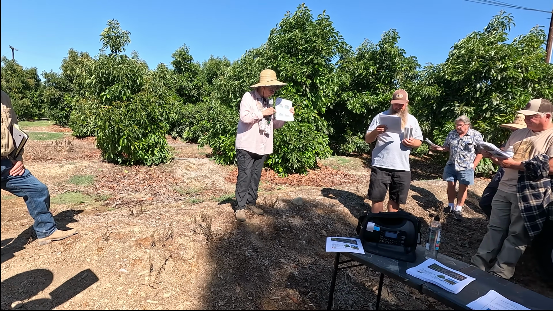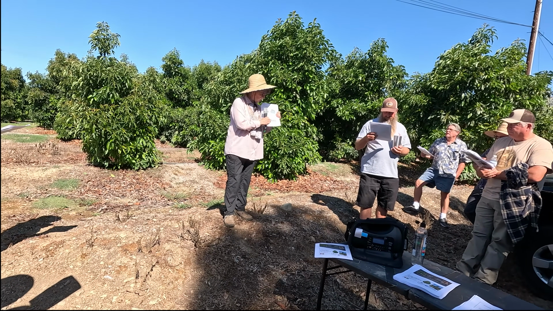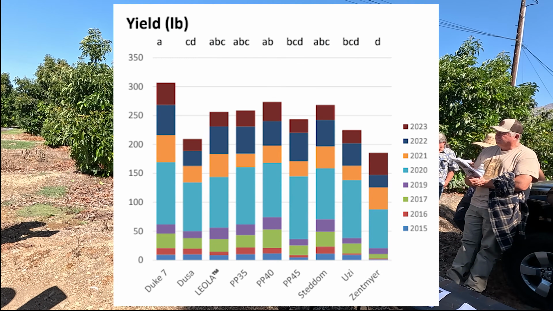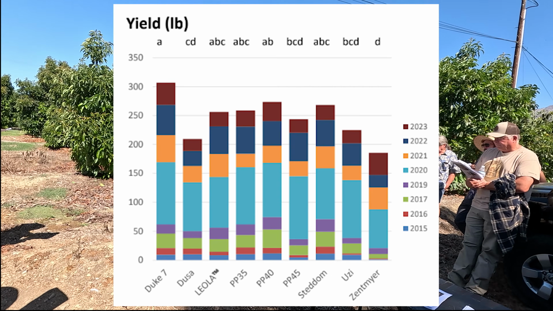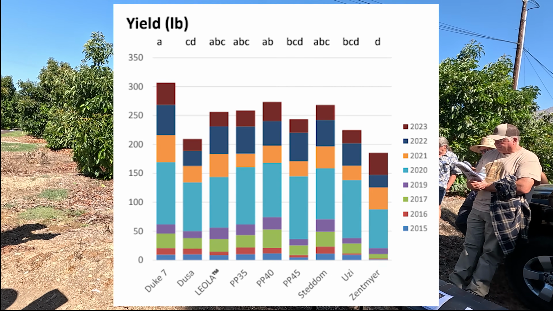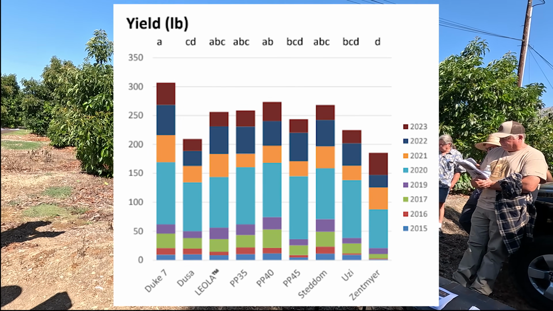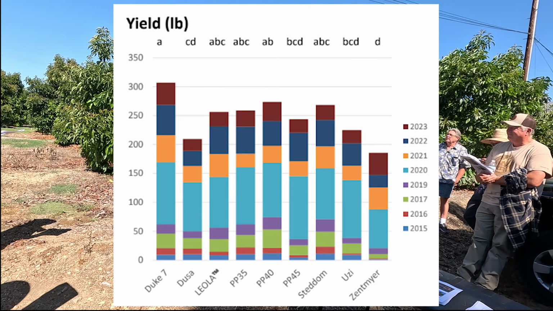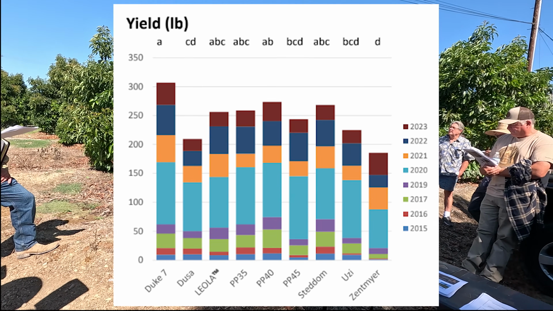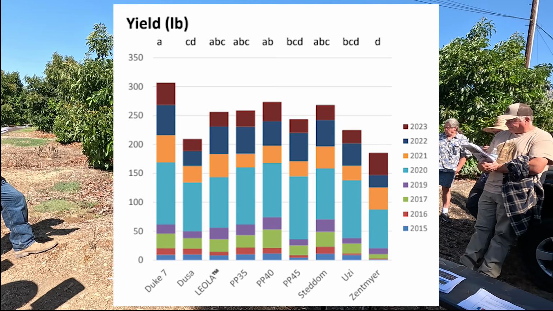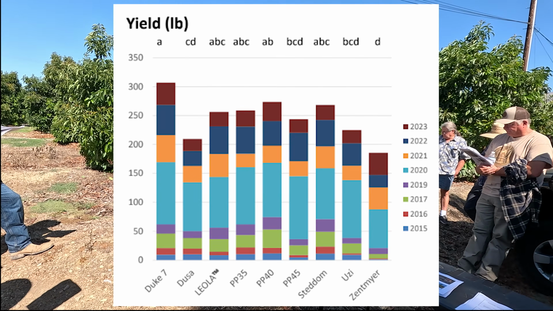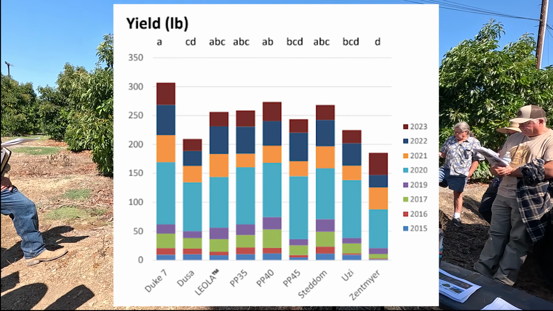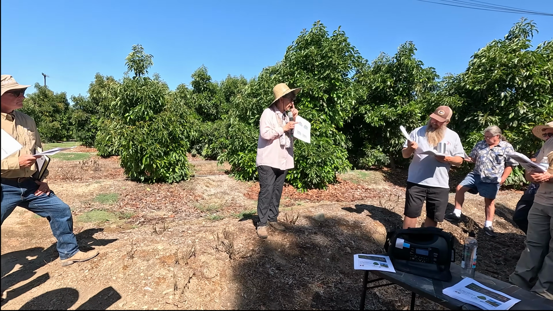If we look at rootstocks now, if we look at the right-hand side for pounds per tree, you can see that in this trial, the most productive rootstock by pounds per tree is Duke 7. That's a shocker to me, but that's what the data is. It's not significantly different than Loyola, PP35, PP40, and Sedum. So you just need to look at the letters and think about that.